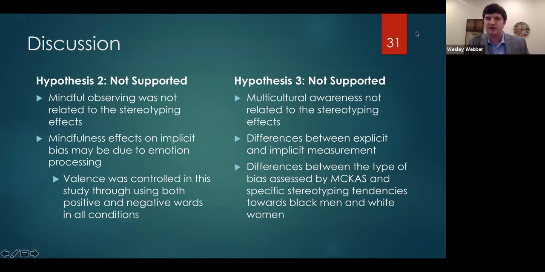In terms of multicultural awareness not moderating this, this may illustrate differences between explicit and implicit measurement, which I was discussing earlier. So it may be that in an explicit measurement situation, like how we measure multicultural competence through self-report, these controlled processes may be obscuring automatic responses that may be there. And that was exactly what was measured through implicit stereotyping here. So this may illustrate a utility for us of being able to measure these constructs implicitly, or automatic constructs. It may also be that the type of bias that was assessed by the multicultural counseling knowledge and awareness scale may be a little different than the type of specific stereotyping tendencies that were found in the experiment, specifically towards Black men and white women.